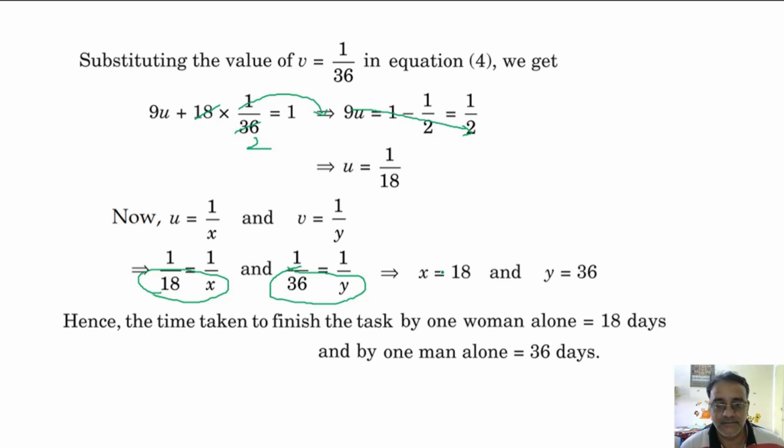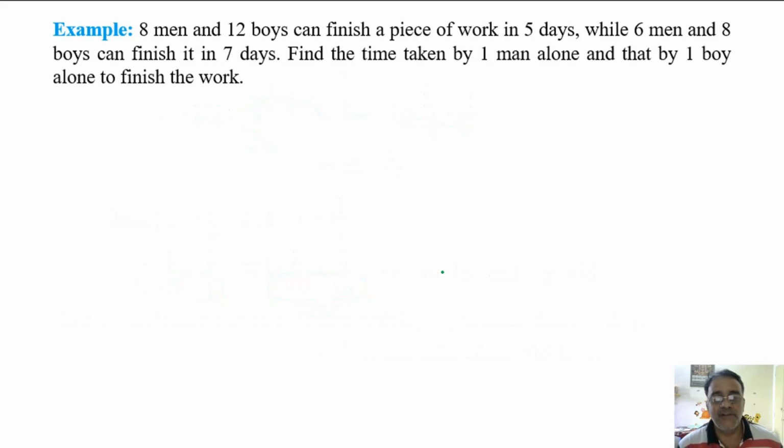Any doubt? No, sir. Okay, we'll see one more question. 8 men and 12 boys can finish a piece of work in 5 days, while 6 men and 8 boys can finish it in 7 days. Find the time taken by one man alone and that by one boy alone to finish the work.